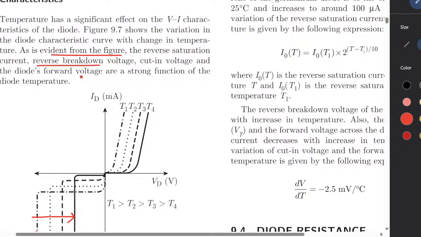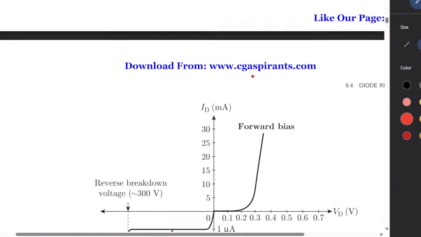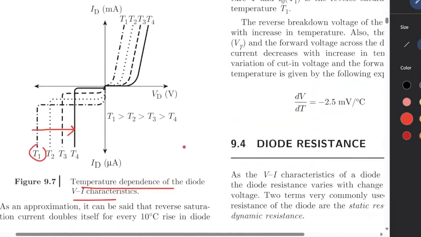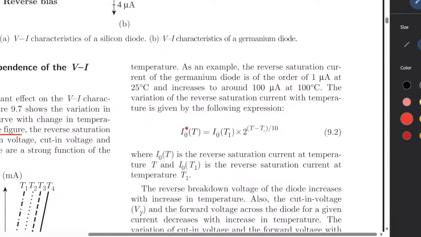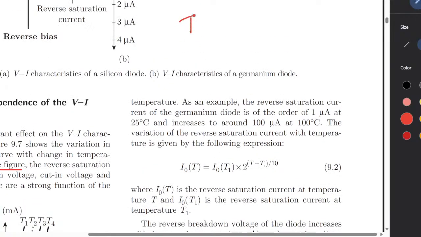Okay, as the temperature increases, the cutoff voltage for the forward bias condition also decreases. Okay, so we can say the formula of the current is I equals I naught times 2 to the power (T minus T1) by 10.